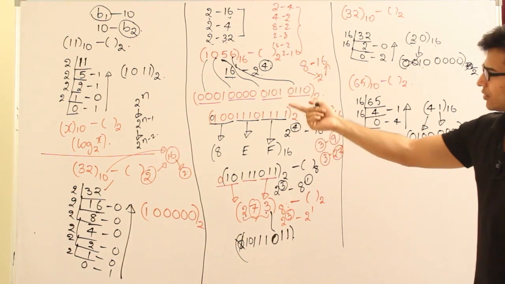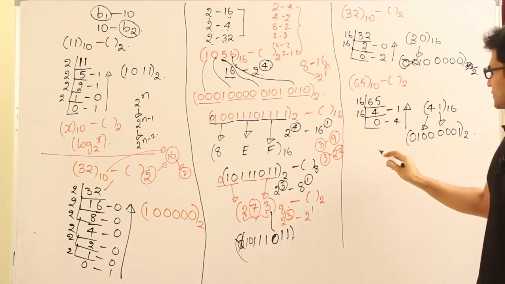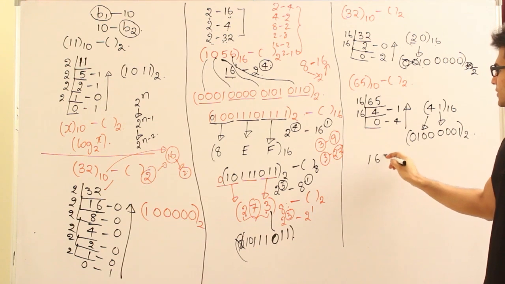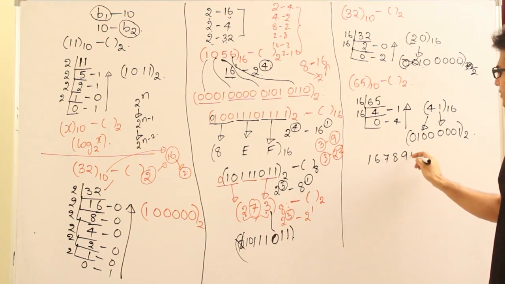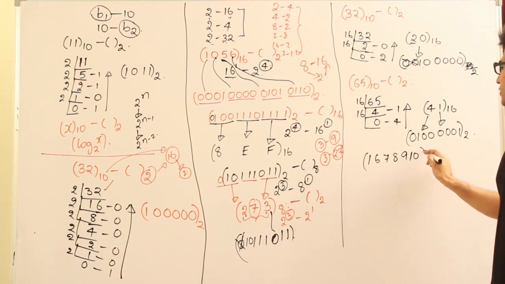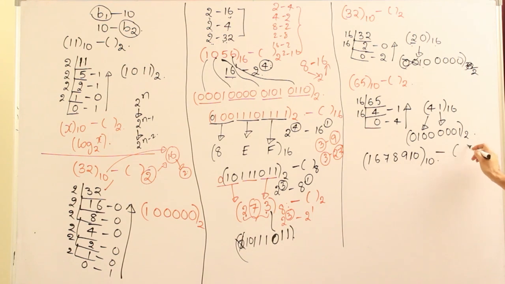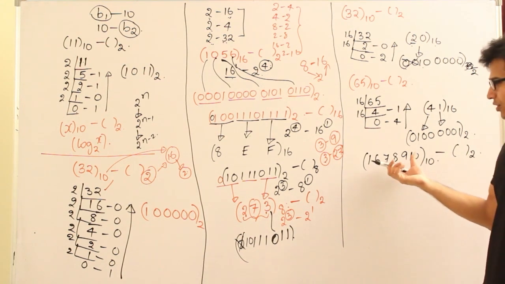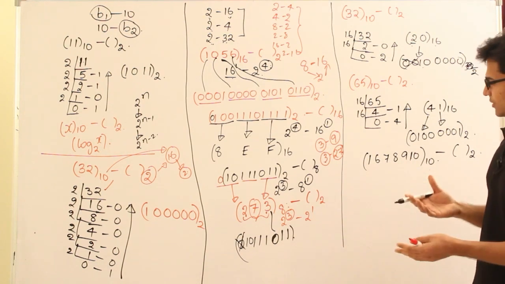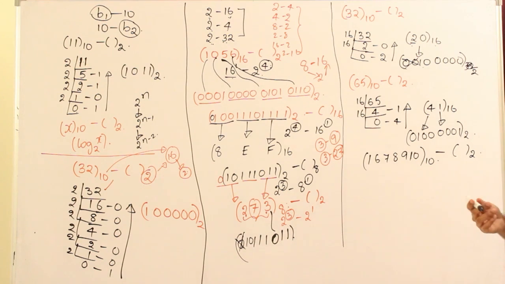If you have to go with that method, you have to do a lot of steps, right? So now if a very big number is given, for example 1678910, something like this, and you are supposed to convert it to base 2. This is given in base 10, and you are supposed to convert it to base 2. Then the best thing is to go with bigger numbers and divide, and after getting the result, you can go to base 2.